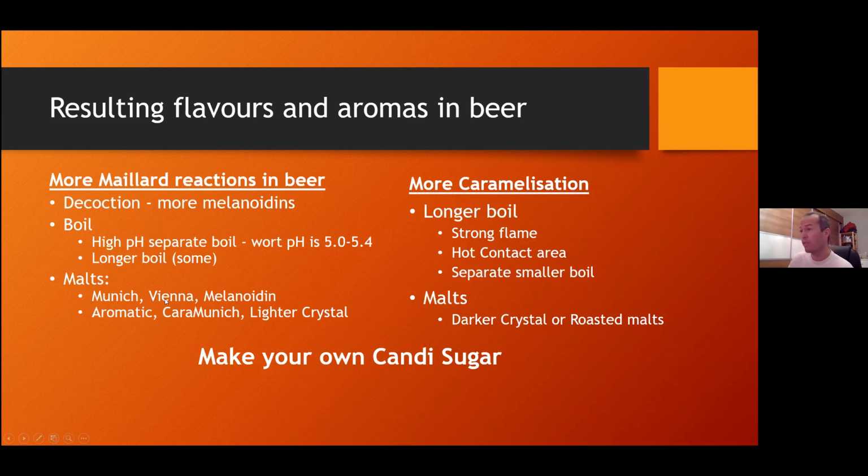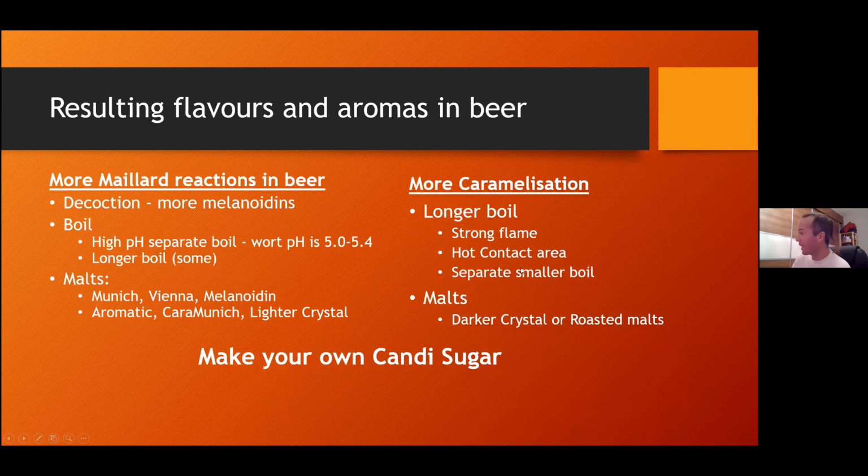Malts you can use: Munich, Vienna, melanoidin, they're the most commonly known. Aromatic is actually a crystal malt where the start was a Munich type malt, so you can say it's got a lot of Maillard reaction character. Caramunic is the same. Some lighter crystals have Maillard reactions, not by design, but purely by accident, because they're made at lower temperatures. I'm not an expert in malts, but this is my understanding.